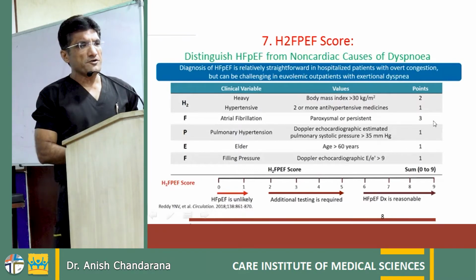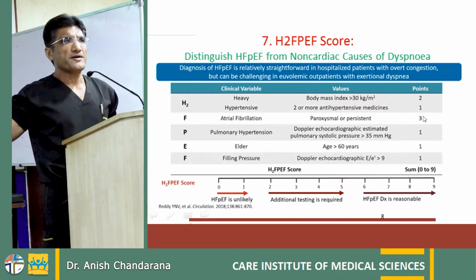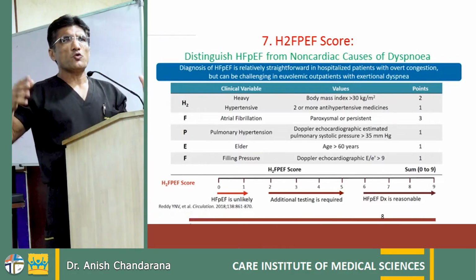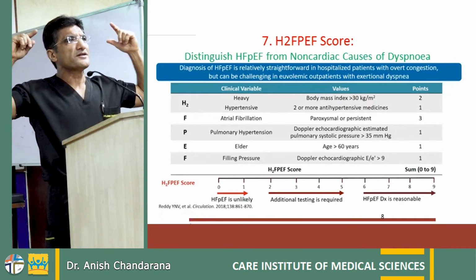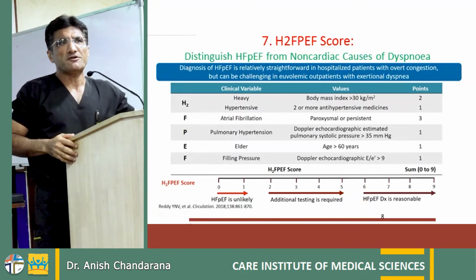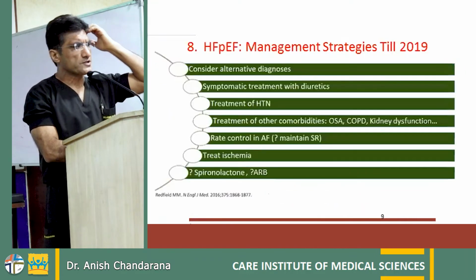So what does it mean? You have a patient who is 65 years of age, who has non-valvular atrial fibrillation, and who is on 2 medications for blood pressure. See, he or she is HFpEF. So once there is non-valvular atrial fibrillation, it's very, very important to keep your antenna open that this patient can have HFpEF. So this is a very important score.